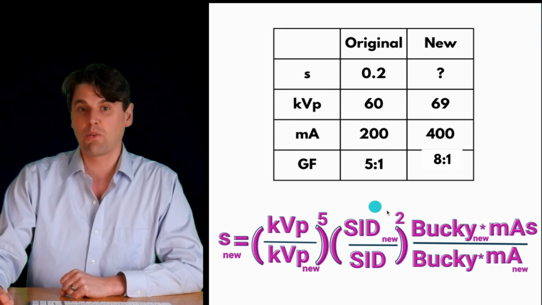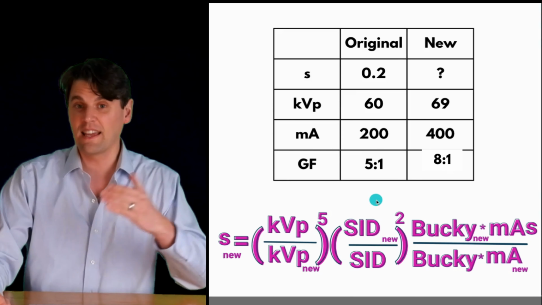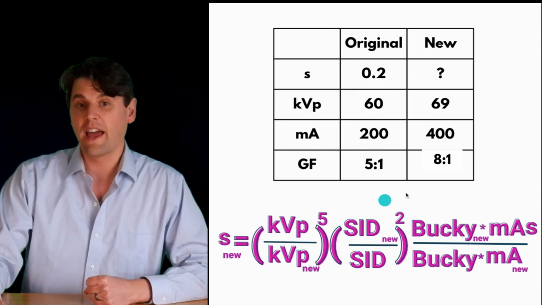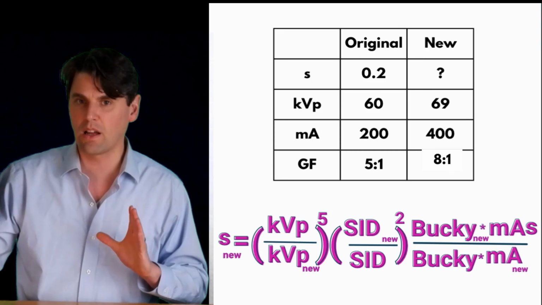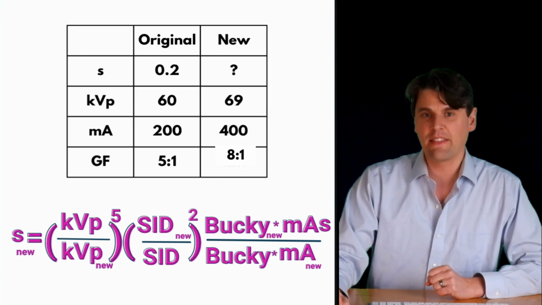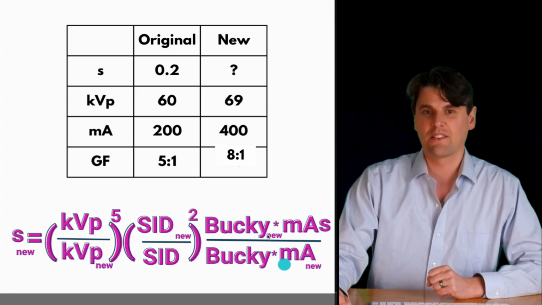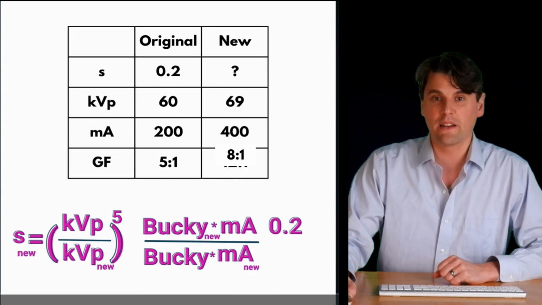And then the inverse square law is shown here. So this is the relationship for the SID and the SID new. And then the Bucky factor is right here. The grid factor is going to tell us what the Bucky factor is. We want to have those memorized. We're going to go over them here, but as a technologist, you want to have the rough Bucky factors memorized given the grid factor. And the mA and the original time in seconds is the final part of this equation. As we go through, we'll plug things in one at a time.